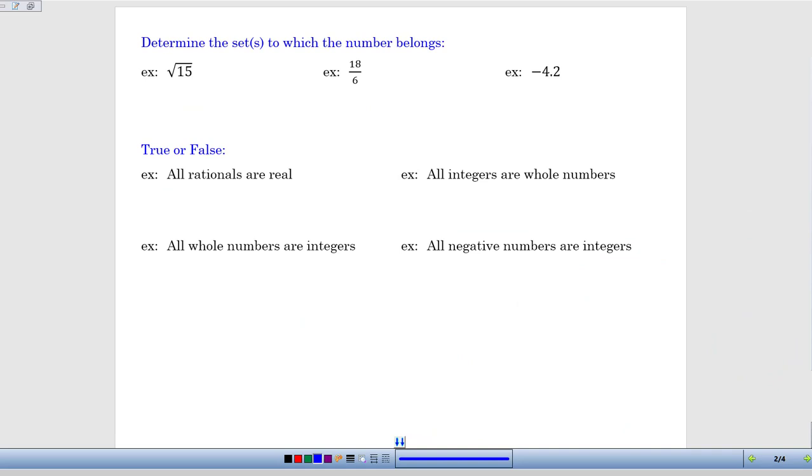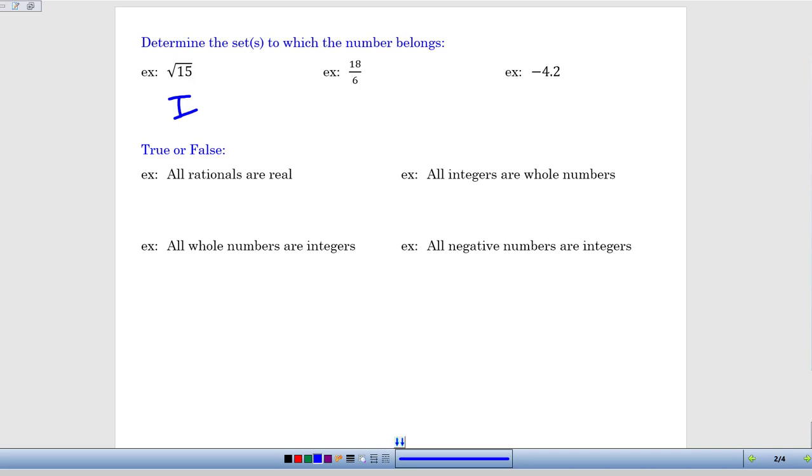For the examples that we see here on the next page, you may want to try these on your own and then listen through to see what the categories are, what are the sets to which these numbers belong. But I'll go ahead and get started. So for the square root of 15, we just talked about those types of numbers. It's a square root that does not work out evenly. If it was square root of 16, that number would be 4. But square root of 15 is going to be a decimal that does not repeat and does not end, which means that number is irrational. That's the only category that it's going to fall into.